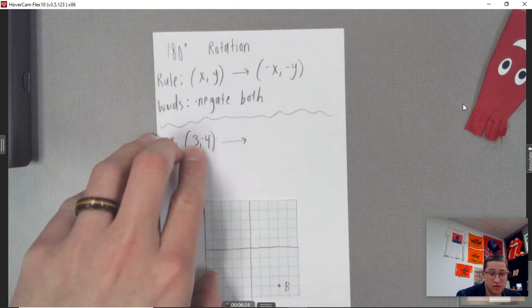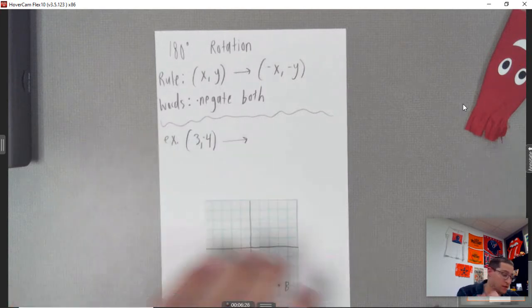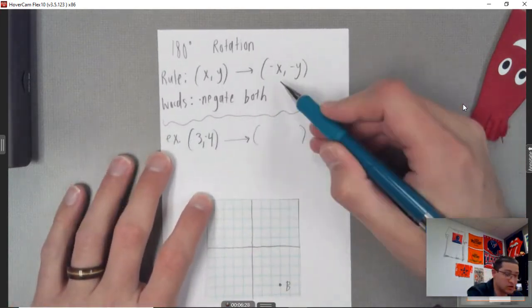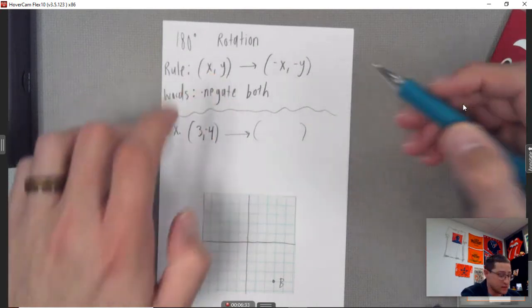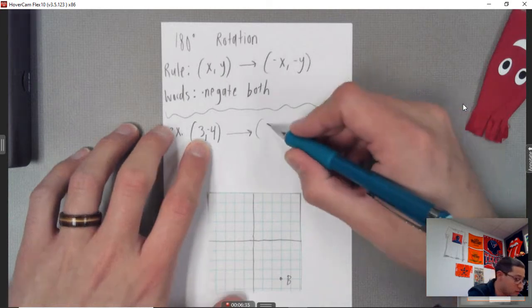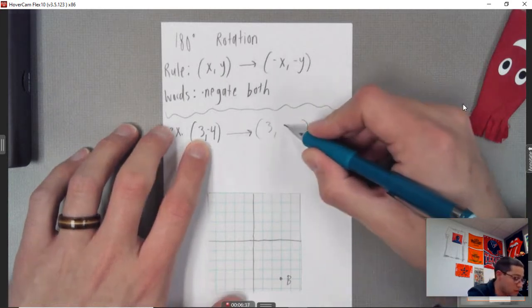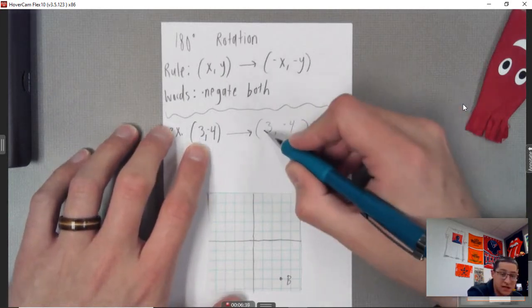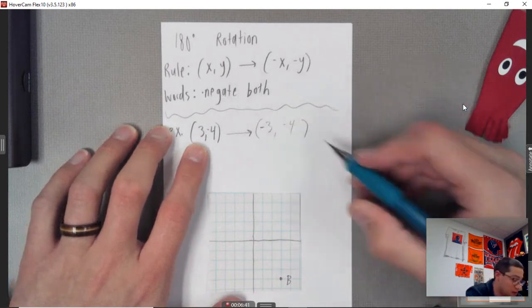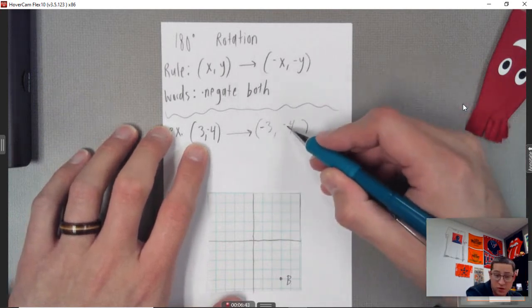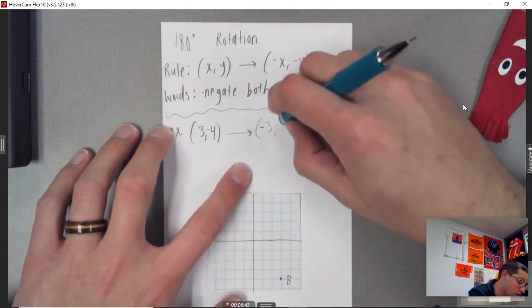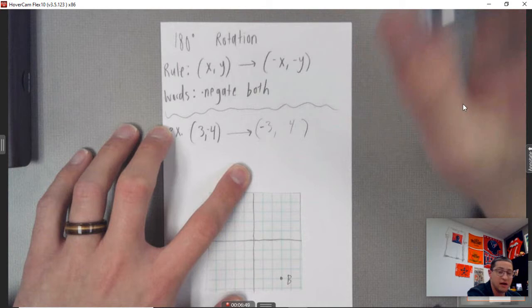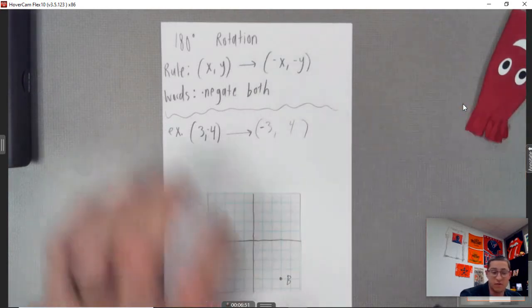So we've got 3 comma negative 4. Well, it says to negate both. Notice they're in the same position: x still stands here, y still stands here. So we have 3, and then negative 4. But we need to negate, so let's negate here. And then we run into this situation where it's already negative. Well, if it's already negative, we still need to negate it. So we're going to go ahead and erase that sign and get negative 3 comma 4 as my new point.